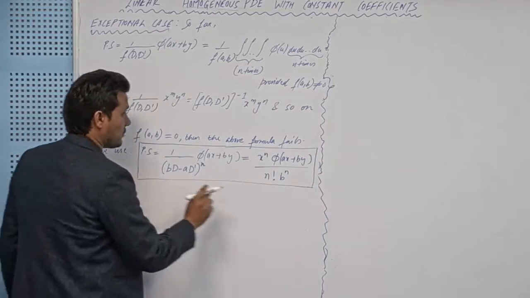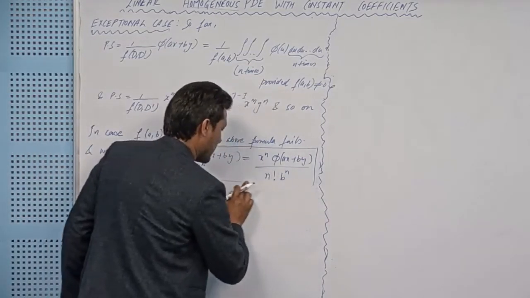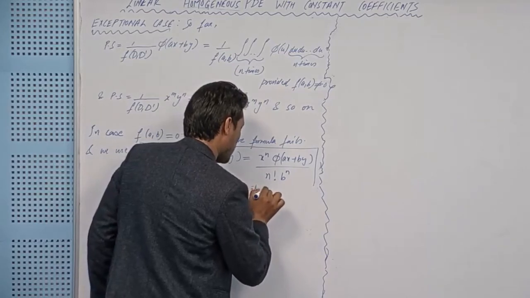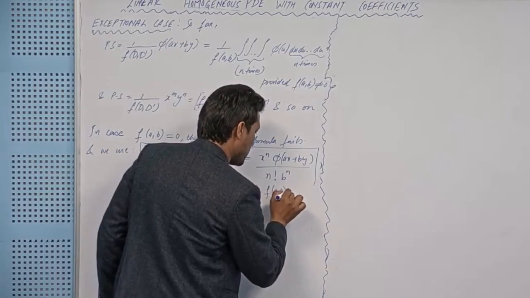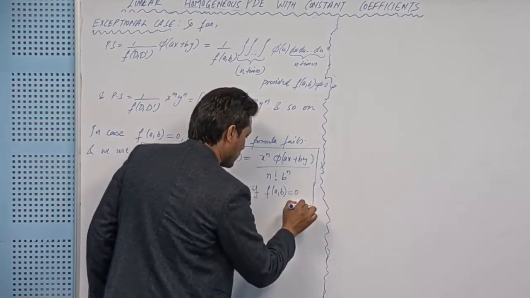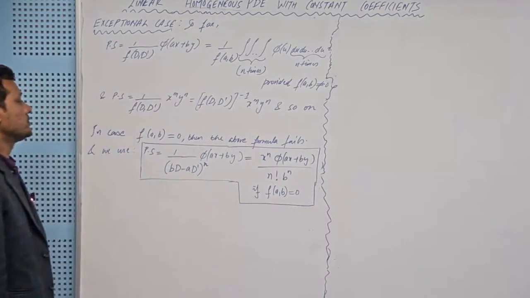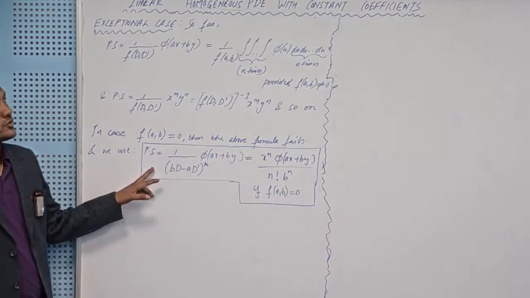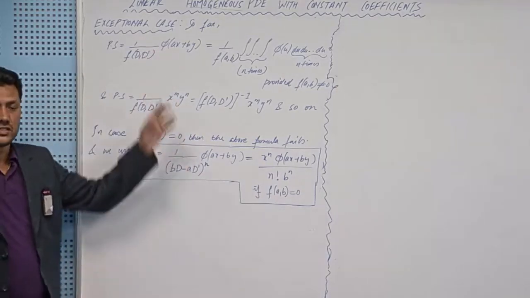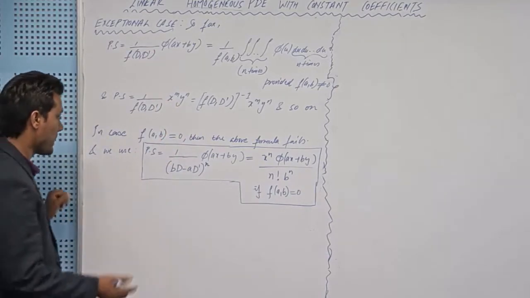and this is the formula for the case if f of a comma b is equal to 0. We are discussing this case, f(a,b) equal to 0. Then this will be the formula we will be using. We will leave this other formula, reject this formula. Okay, now proof of this formula.